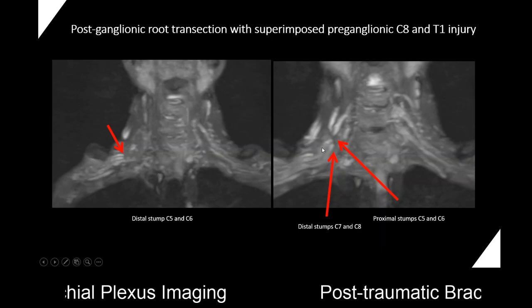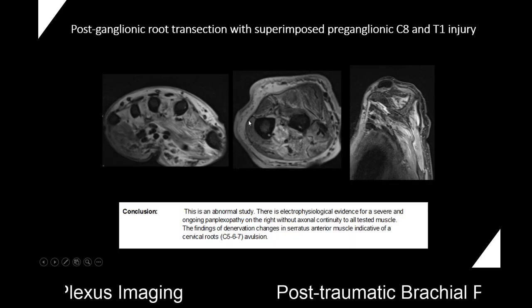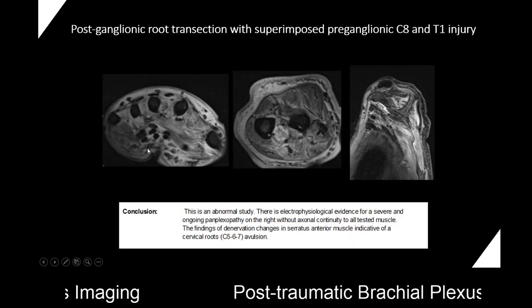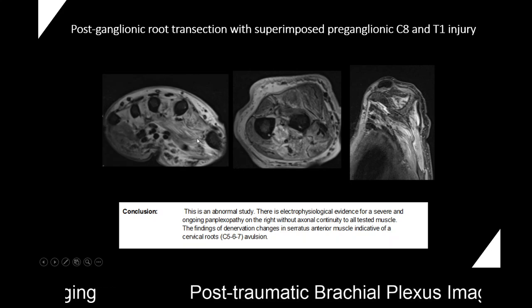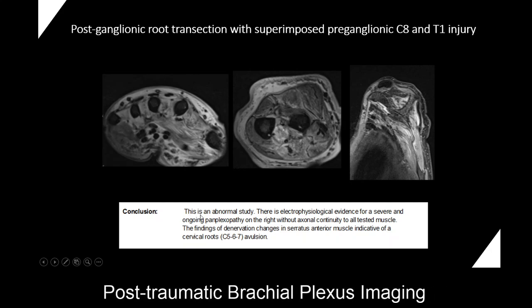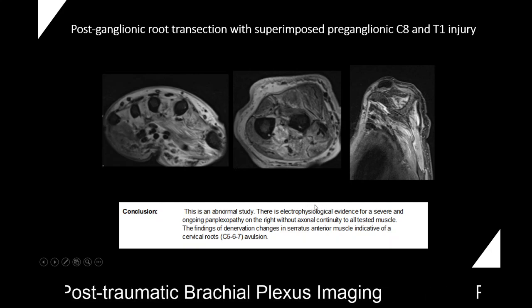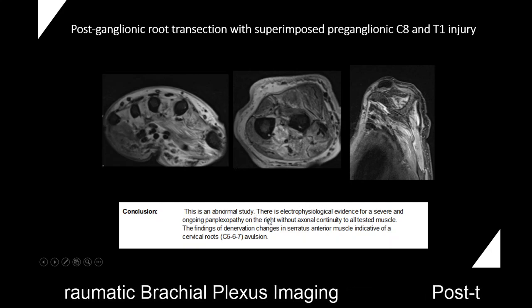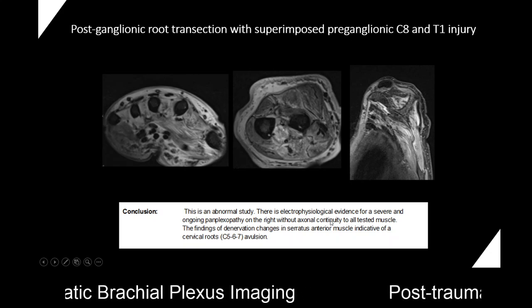5 and 6 nerves. And we did MR myography, and we saw denervation involving all of the muscles in the hand, the forearm, and the shoulder. And the electrodiagnostic study was concordant, severe and ongoing panplexopathy without axonal continuity in all tested muscles.